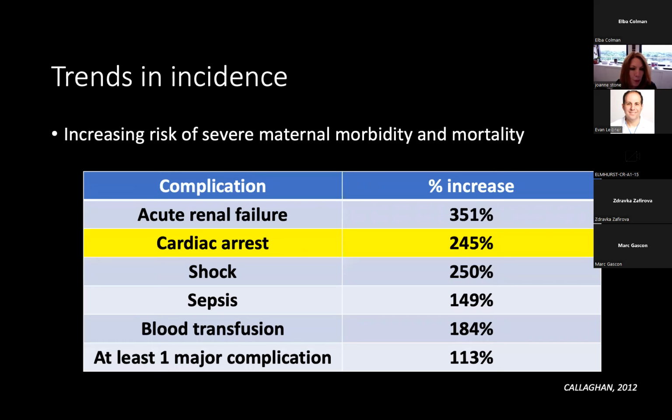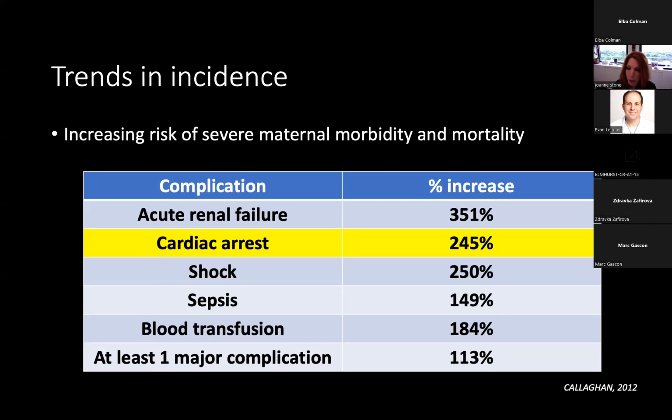As I mentioned, cardiac arrest is increasing, as are other severe maternal morbidity and mortality measures. Unfortunately, all these numbers are going up. This study looked at data from 2 points in time and included over 49 million deliveries. And they found cardiac arrest during pregnancy or postpartum went up by about 245%. So really the question is, why is it increasing? And there have been many things put out there to suggest why.